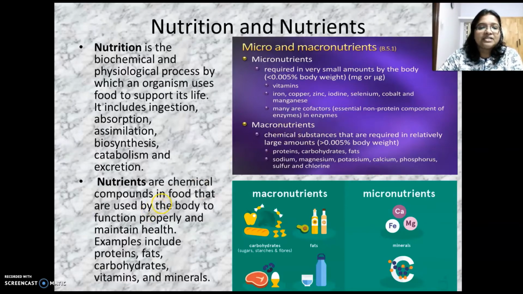So you should know that nutrients are the chemical compounds which are present in the food. Based on how much is required by the body, we can classify them into two main types. If it is required in small quantities, we call it micronutrients. And if it is required in a relatively larger quantity, we call it macronutrients. Is it clear?